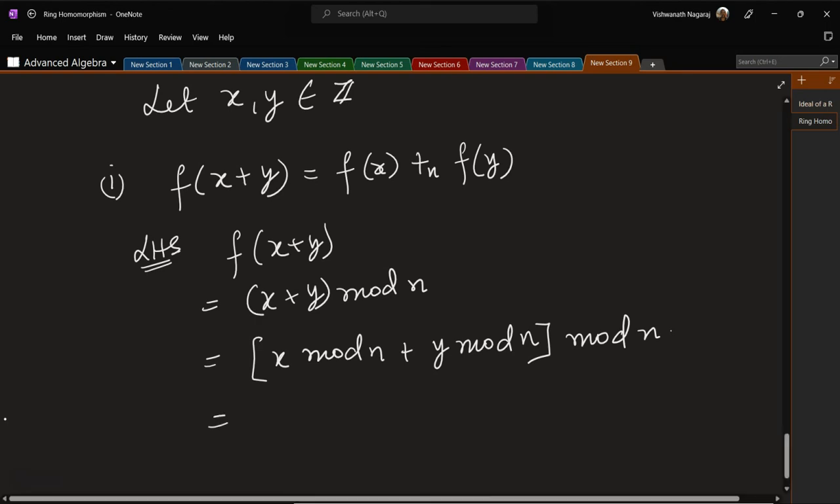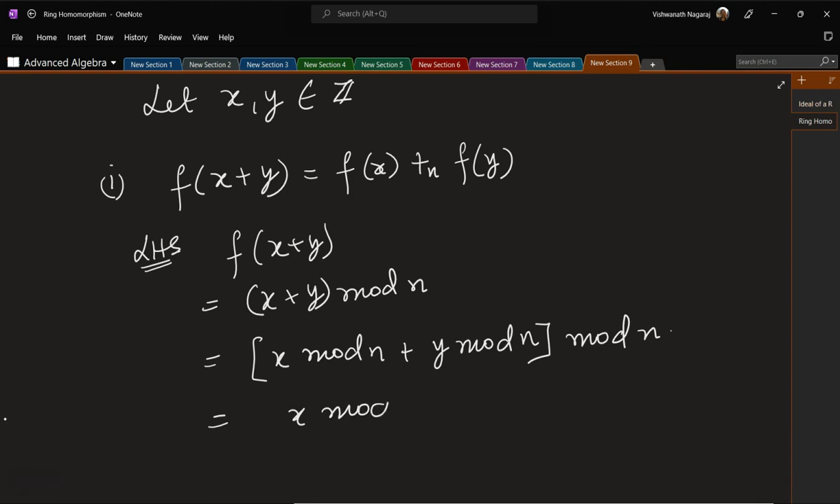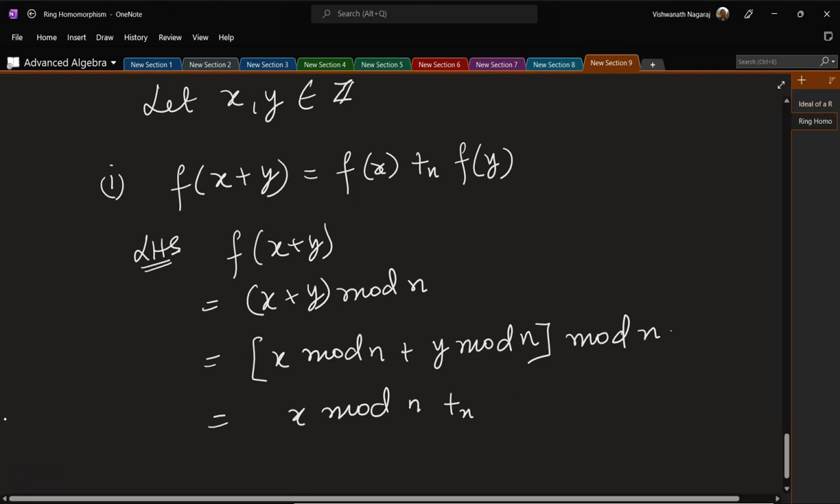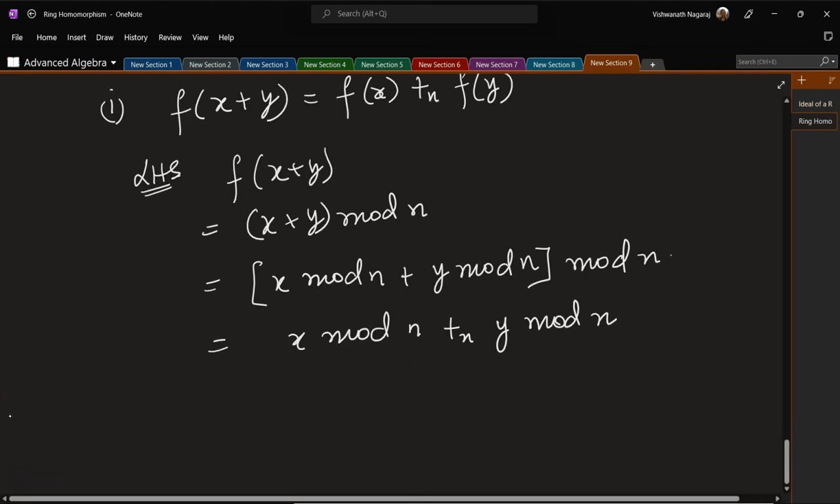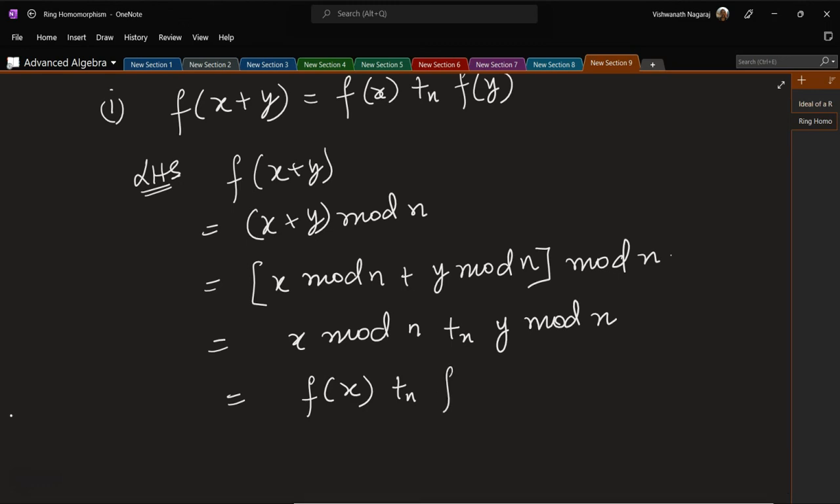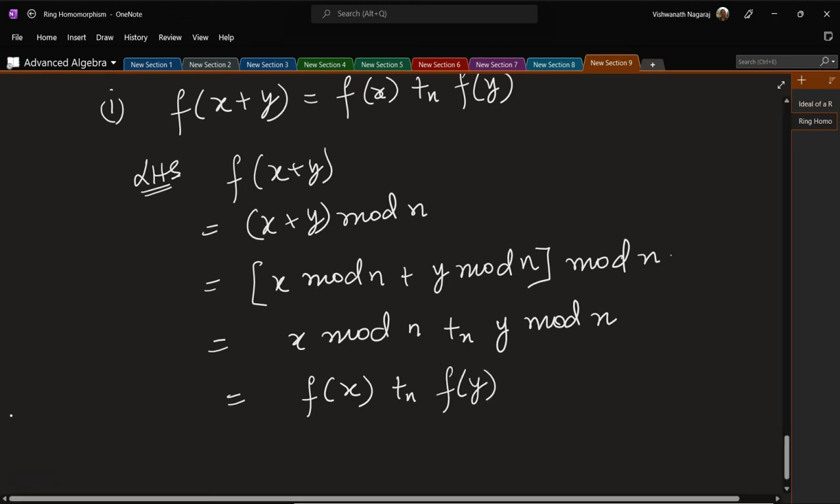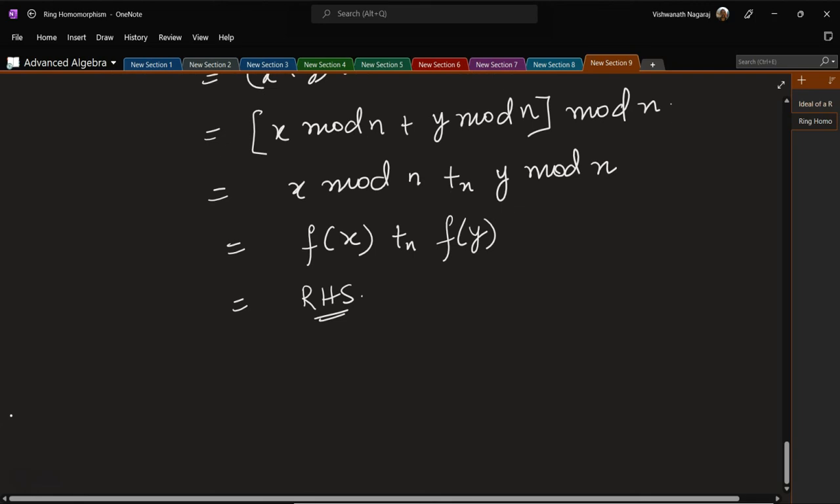So this is equal to x mod n, addition modulo n, y mod n. Now x mod n is nothing but f of x, and y mod n is nothing but f of y, which is nothing but the RHS. Okay, pretty simple this one, but this was for addition. So similarly, we have to do it for multiplication.